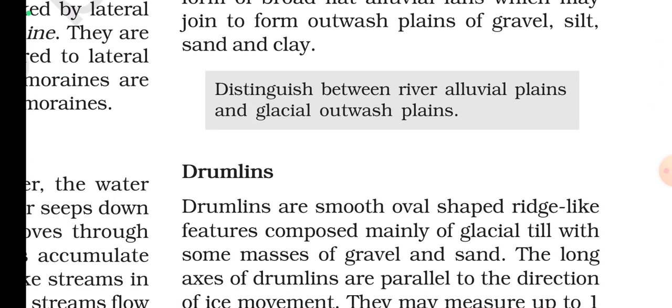Now distinguish between river alluvial plains and glacial outwash plains.